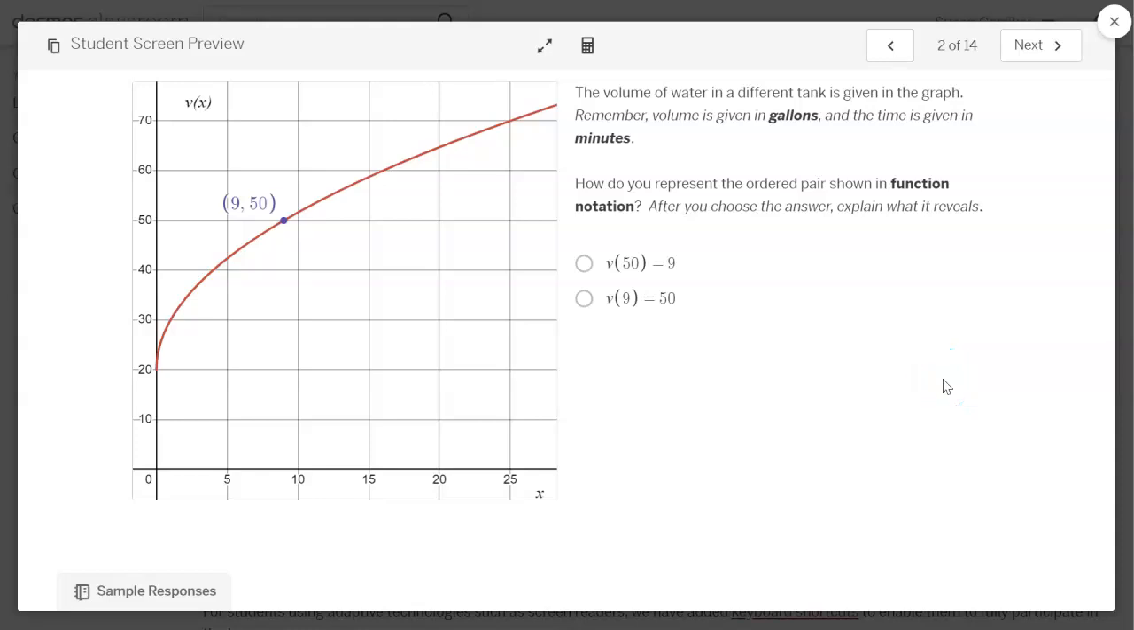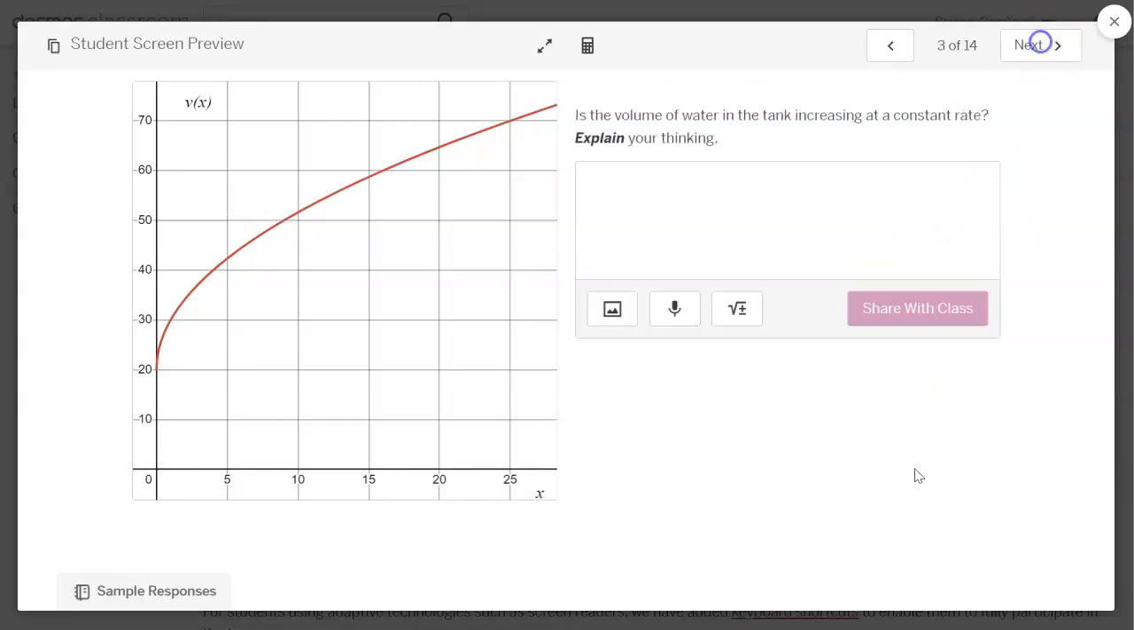In this case, they're taking a point that's represented in a graph and they're converting that into function notation, and then they're going to explain what that point reveals in this context. At this point, they're talking about increasing at a constant rate. So students are reviewing concepts they should already know. There's really nothing new in this activity. It's just that we're applying the same things we've learned in the past with the square root function.